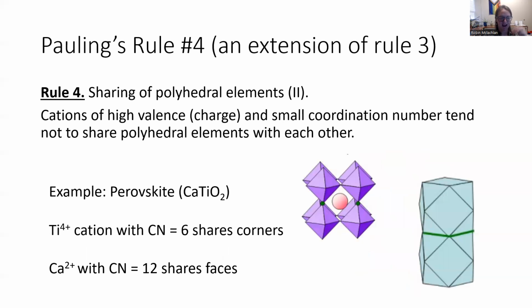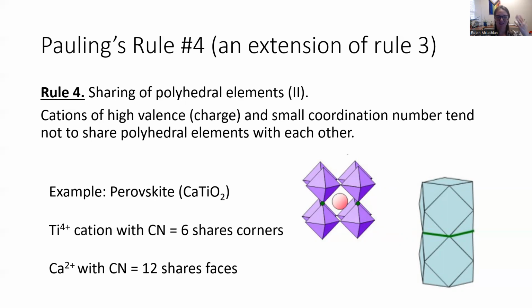Some other examples of that is perovskite, right, which has a chemical formula CaTiO3, calcium titanium oxide. And if we think about each individual element bonding there, the titanium has a 4+ charge. That's pretty high. And a coordination number of 6. That's low-ish. So they're going to share vertices, right? They're going to share corners. They're going to want to be pretty far away from each other.